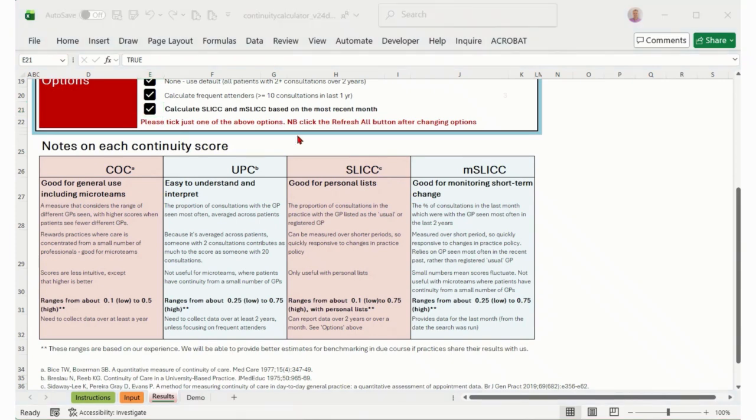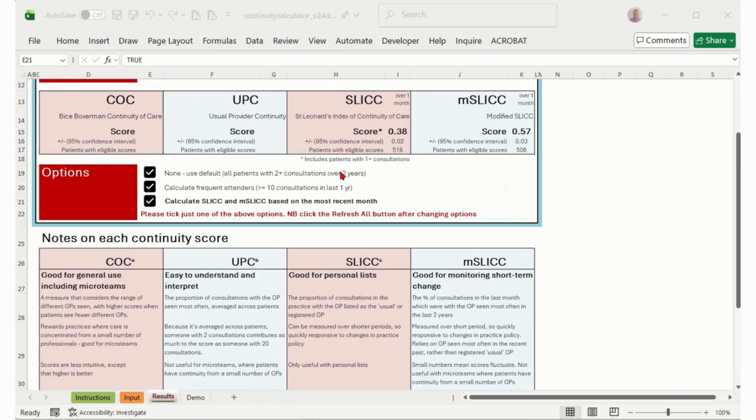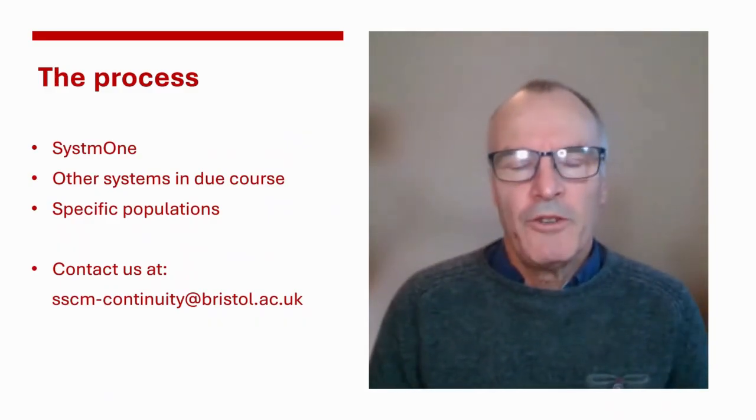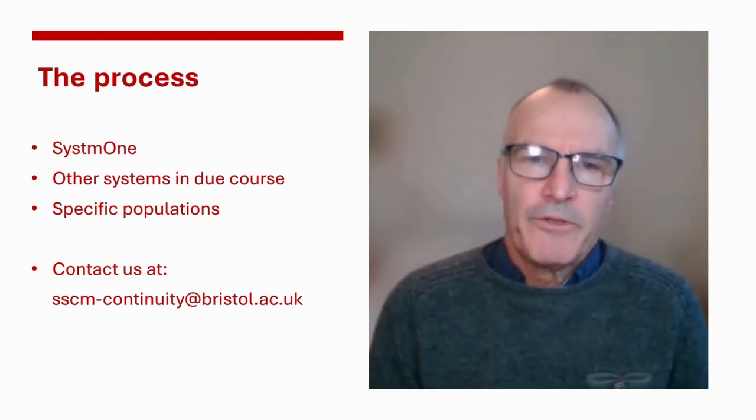So that's it in a nutshell. We suggest that you rerun the search in your practice system every month or perhaps every 3 months, and then you can feed the results into the calculator and see how your scores change over time. So that's the calculator, and I've shown you how it works with data extracted from EMIS.